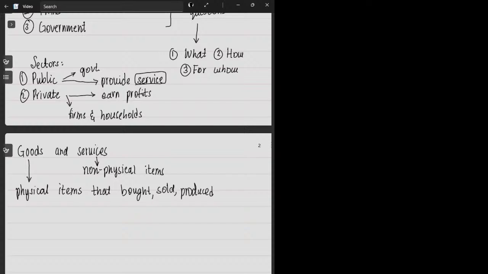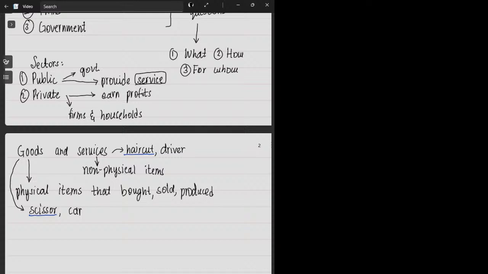So let's take an example of a service. A service could be a barber cutting your hair. So, a haircut. Whereas a good would be the scissors cutting your hair, right? So those are just two examples. Let's take another one. Maybe your driver. Your driver is providing a service to you, okay? And the car your driver drives is the good. So that's the basic difference between them.